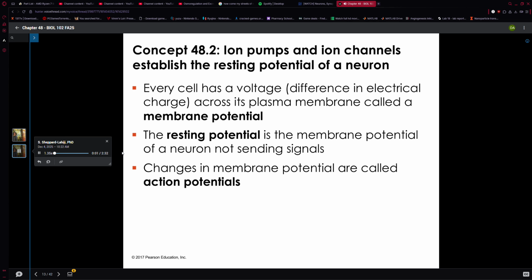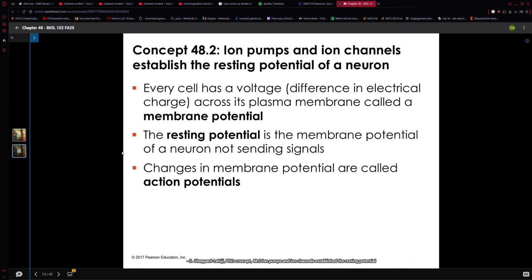Concept 48.2, ion pumps and ion channels, establish the resting potential of a neuron. So every cell has a voltage, and a voltage is established due to a difference in electrical charge, meaning a difference in the ions seen across the plasma membrane, outside of the cell versus inside of the cell. And that's referred to as membrane potential. So again, it's really important to keep in mind that membrane potential is based on the specific voltage differential seen directly across that bilayer and not just the overall amount of ions outside the cell and inside the cell. We're looking at a discrete region.